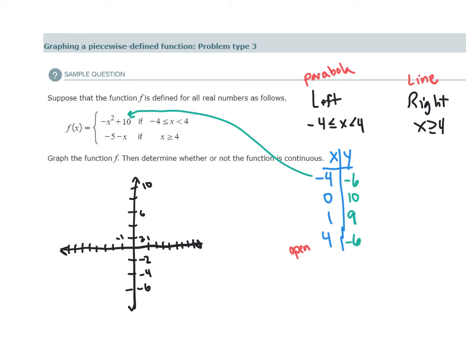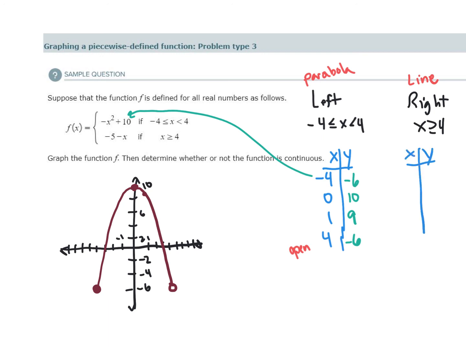But anyways, I'll go negative 4, negative 6, and negative 4, negative 6 is down here, and it's going to be a closed circle. The next point I have is 0, 10, which is way up here. 1, 9 is going to be just slightly smaller, and then 4, negative 6 is going to be an open circle, because remember, it's less than 4, not equal to. So that looks something like this. Now, this is a really nice one where you see most of the parabola. It doesn't have to be like that. You could just see half the parabola, or it really just depends.